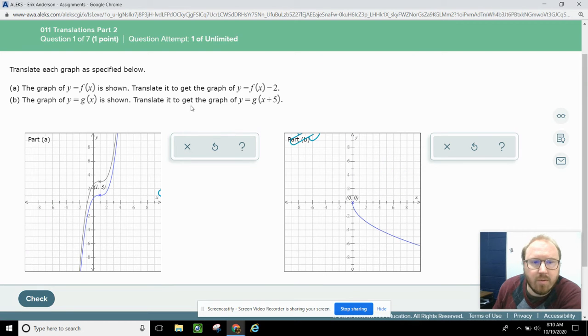In B, we're going to translate it to get g of x plus 5. So that's going to move it to the left 5 units, because when we add to the inside, it's going to move it left.